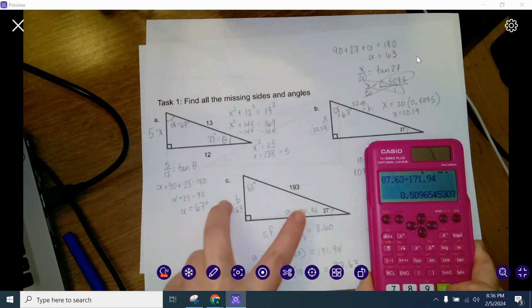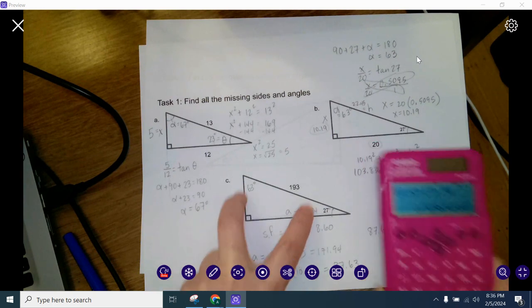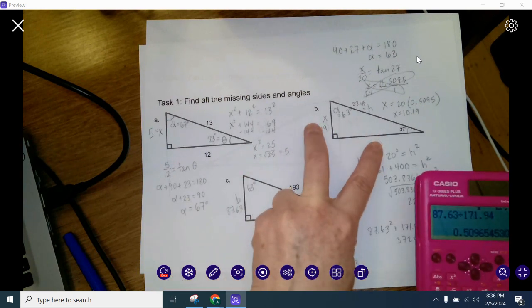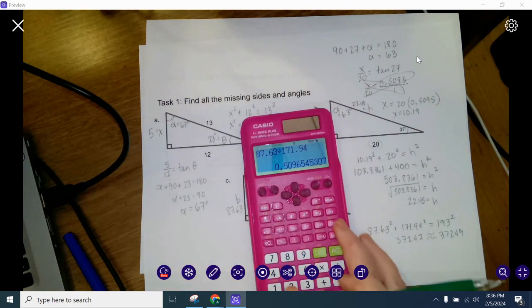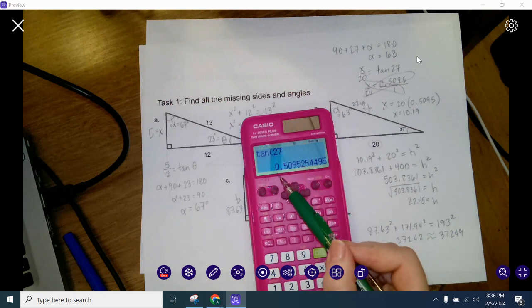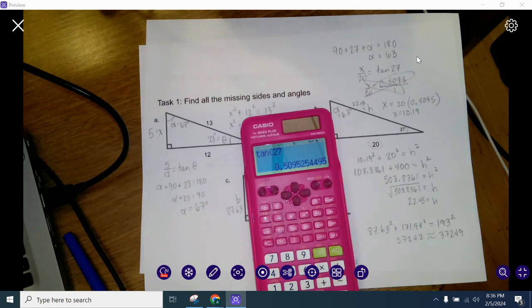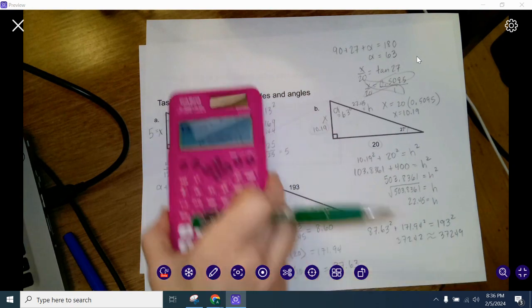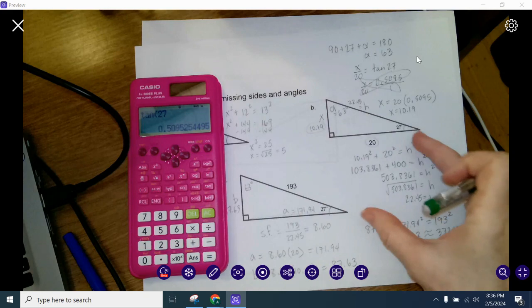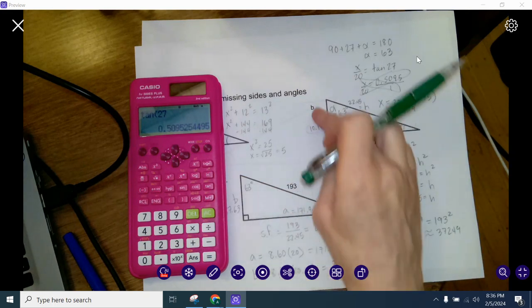So I divided these two side lengths, I got 0.5. Divided those two side lengths, I got 0.5. And if I do the tangent of 27, it tells me also 0.5. So we knew that already, that the whole idea of the tangent ratio comes from similar triangles. If you have two right triangles with the same angle, they're going to have the same slope ratio.